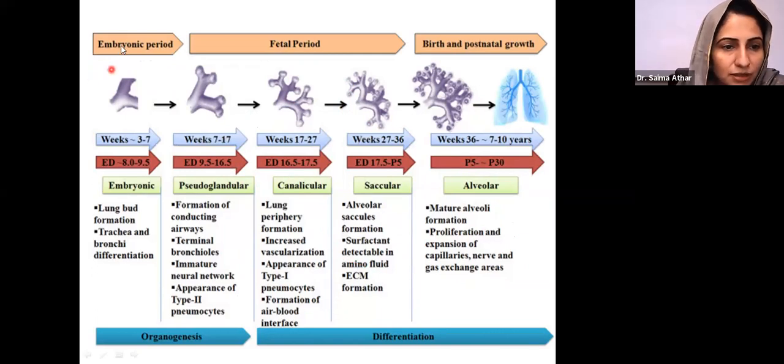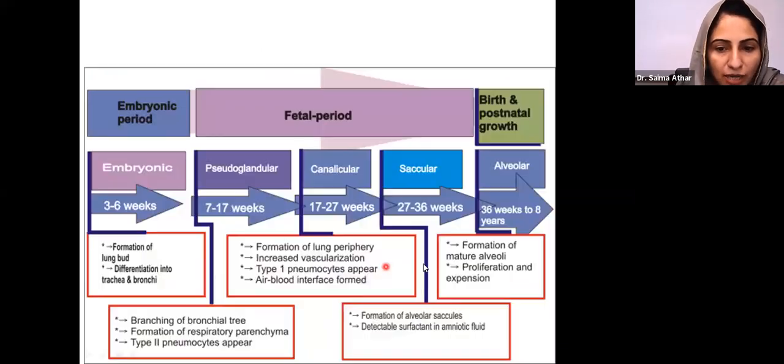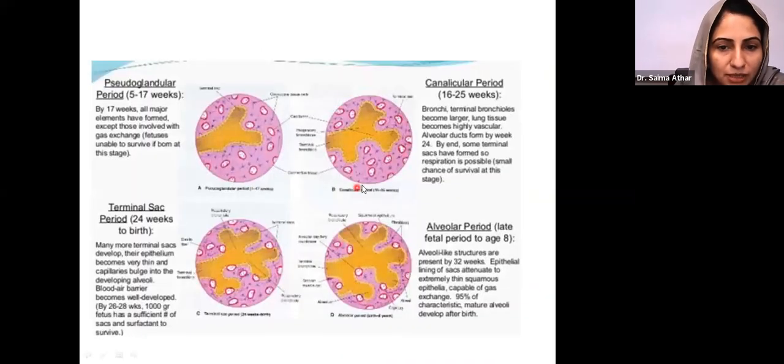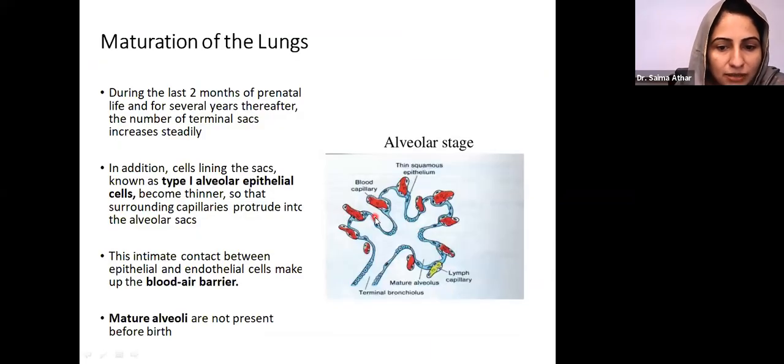So we have the embryonic period, we have the pseudoglandular period, we have the canalicular period, we have the saccular period, and we have the alveolar period. The alveolar period lasts up to 10 years of life. When mature alveoli are formed, what do we mean by mature alveoli? By mature alveoli, we mean that they have thin epithelium.